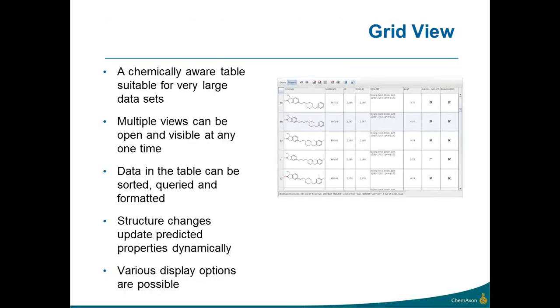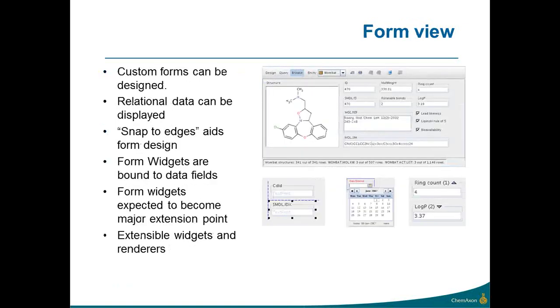By default, the data which is imported into Instant JChem is displayed in the preview, which of course is chemical aware, and it's suitable for very large data sets. You can have multiple views, and you can open them and have them visible in any way all the time. And also data in all these tables can be sorted, can be queried, can be formatted. But also you have the ability to display the data in the way you want it.